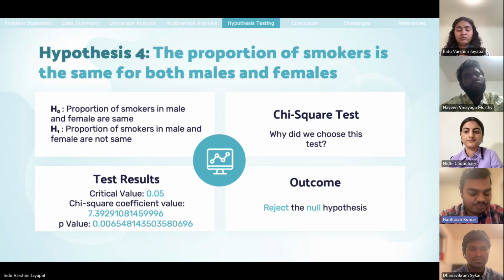And after completing the chi-square test, the test results are displayed in the slide. We can see that the p-value is lesser than the critical value, so we rejected our null hypothesis. Next slide, please.